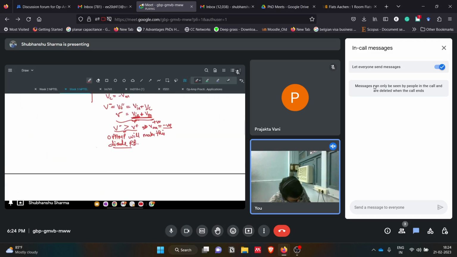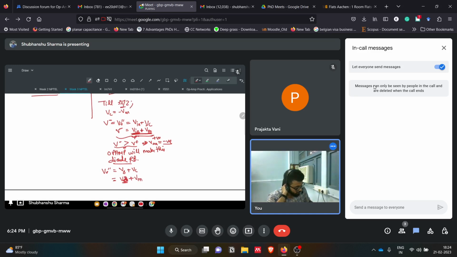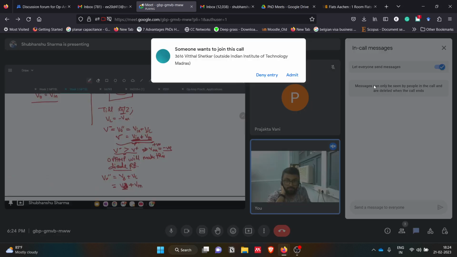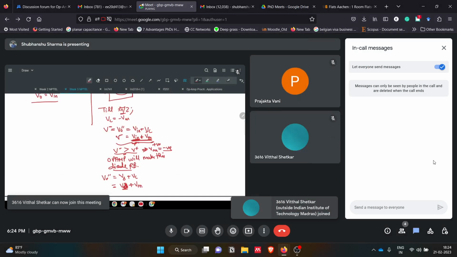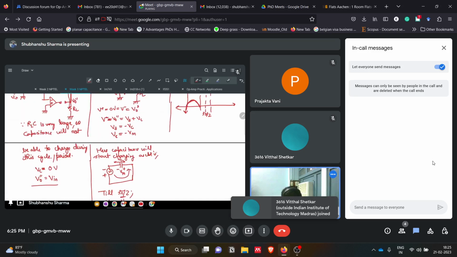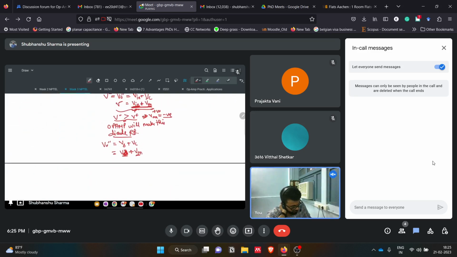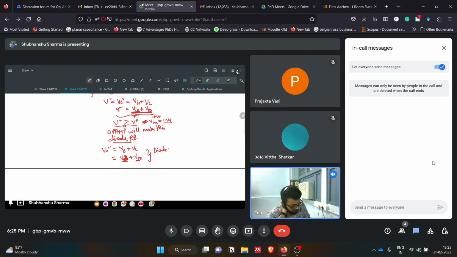Then V output, VO double prime, will be Vs plus Vc. We know that, but now it will become V in plus Vm. And this V in, the input voltage, or we can say Vs, can never be more than this Vm. So the diode will remain in reverse bias.